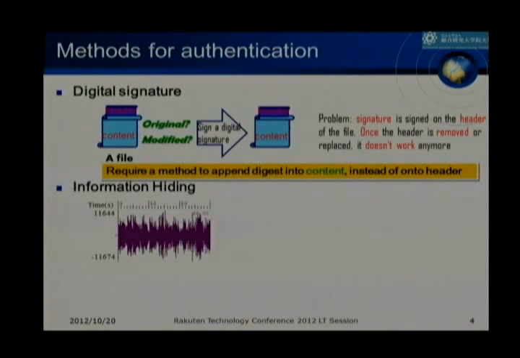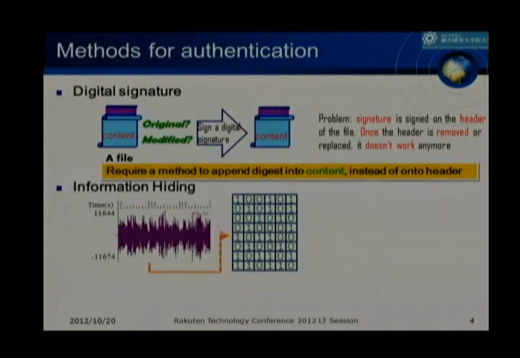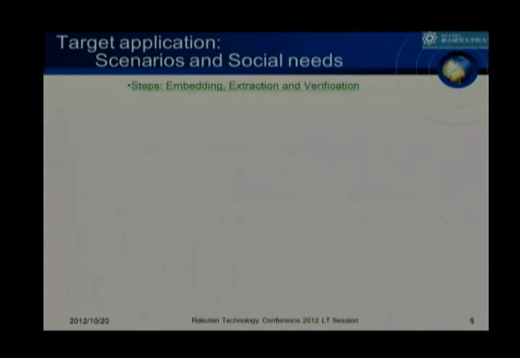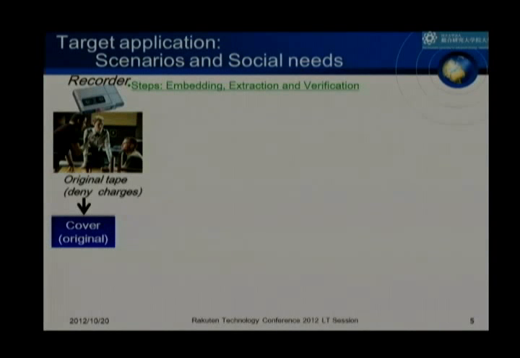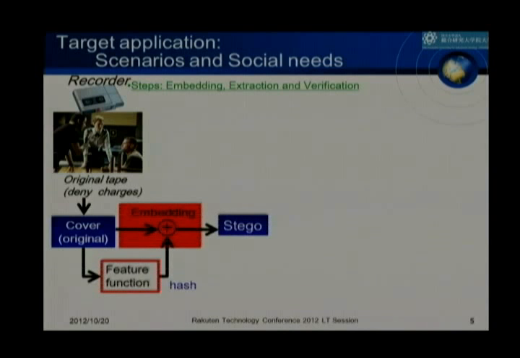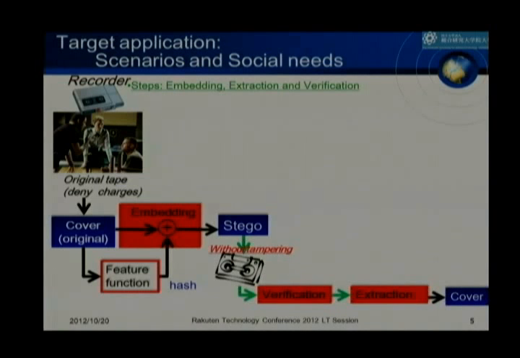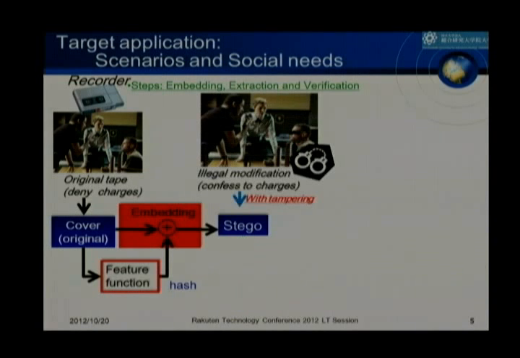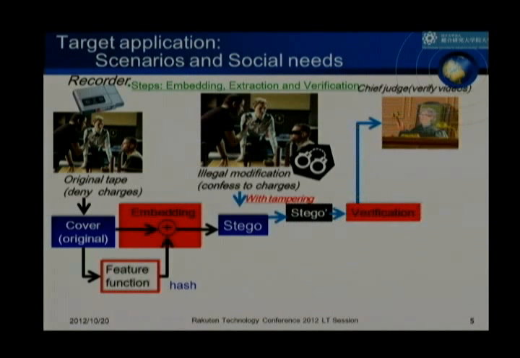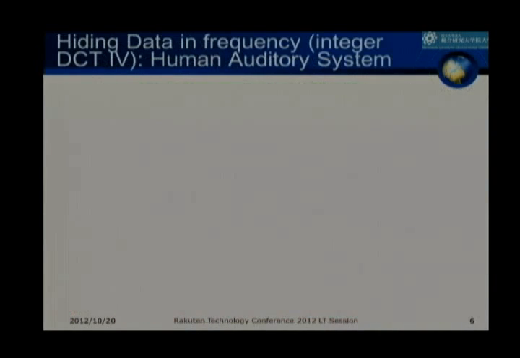So what I want to do is add something into the content itself. This is the scenario. We have a record, an investigation tape, and we have the original one. We want to extract the hash data and embed it into the content itself. If it is not tampered with, we will recover the cover data because the algorithm is lossless. But if it is tampered with, we can identify which part has been modified and which part is suspicious. But how to do this?